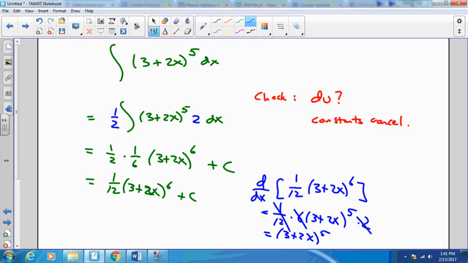Here to here? Is that what you're asking? Yes, very common question. The 2dx, right here, all of that is du. And this is u to the 5th.